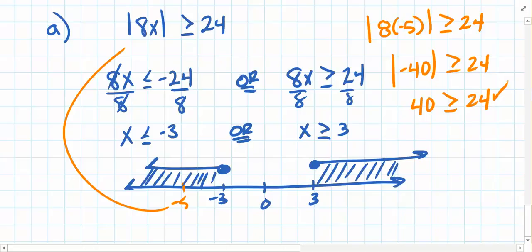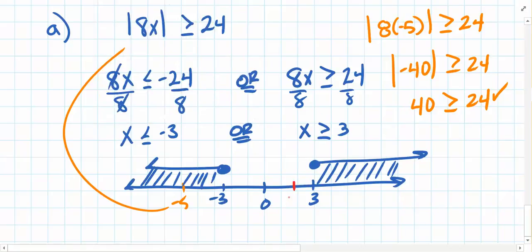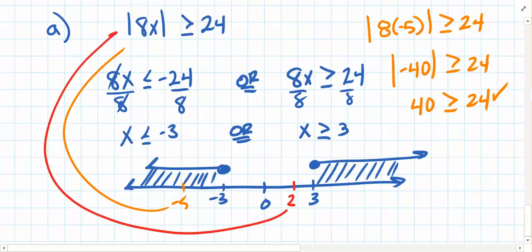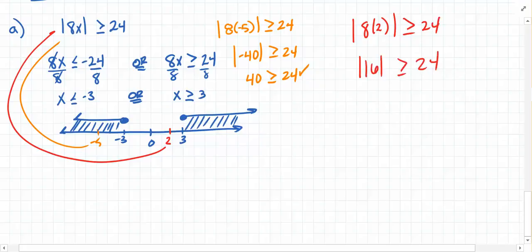Now, which one would not be true? Give me one that would not be true. And we'll do this one in red for us here. 2. 2 is located right there. It does not fall in our interval. So let's take 2 and test it out and see if this works out. So let me move this over and shrink it down a little bit. The absolute value of 8 times 2 needs to be greater than or equal to 24. How much is 8 times 2? So the absolute value of 16 greater than or equal to 24. The absolute value of 16 means 16 units. So 16 is greater than or equal to 24. Is that a true statement or a false statement? That's false. 16-year-olds are not older than 24-year-olds. That is not true. So therefore, our picture verifies our algebra.